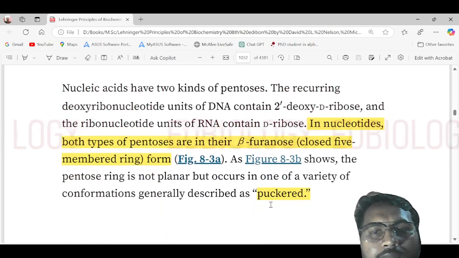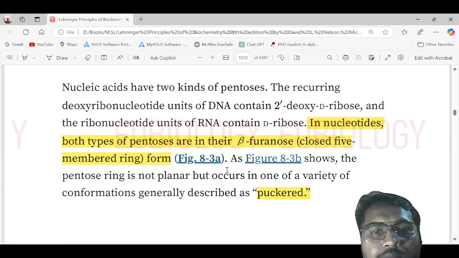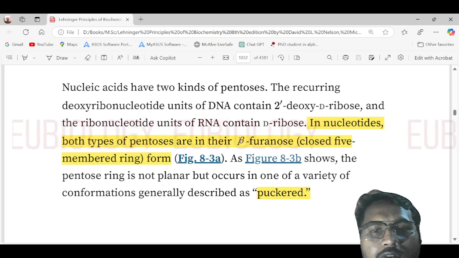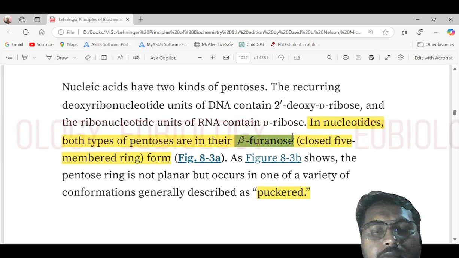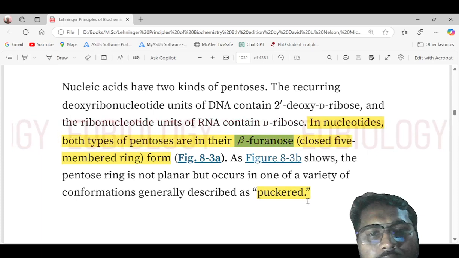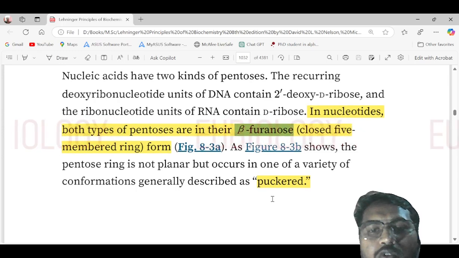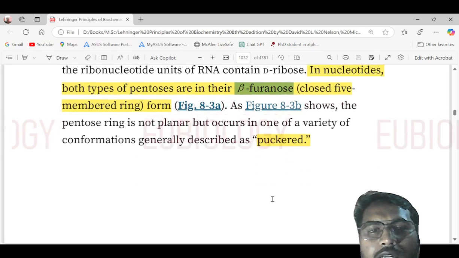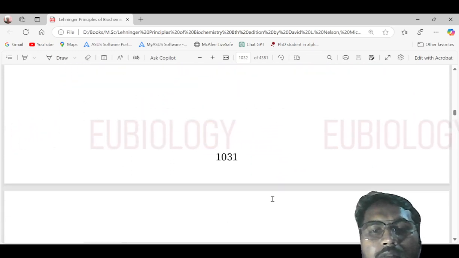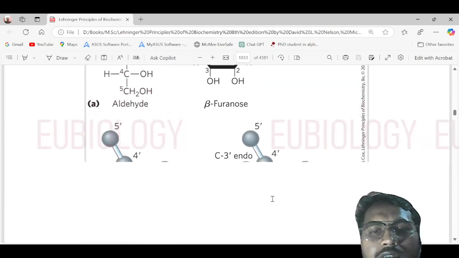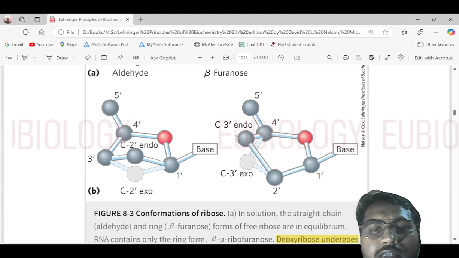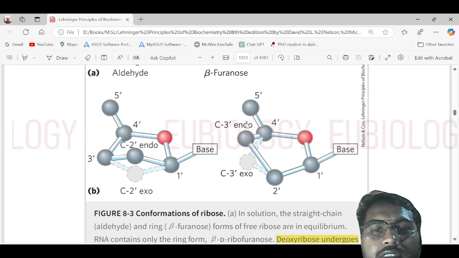DNA will have the ribose sugar, which has a five-membered ring called a beta furanose. In this ring, all five members are not in one plane. Usually the C2' or C3' carbon will be out of the plane. So you can see either C3' endo puckering or C3' exo puckering.